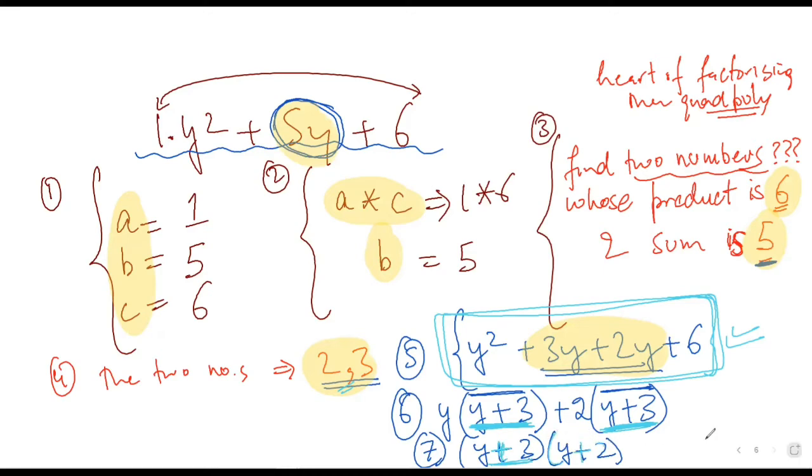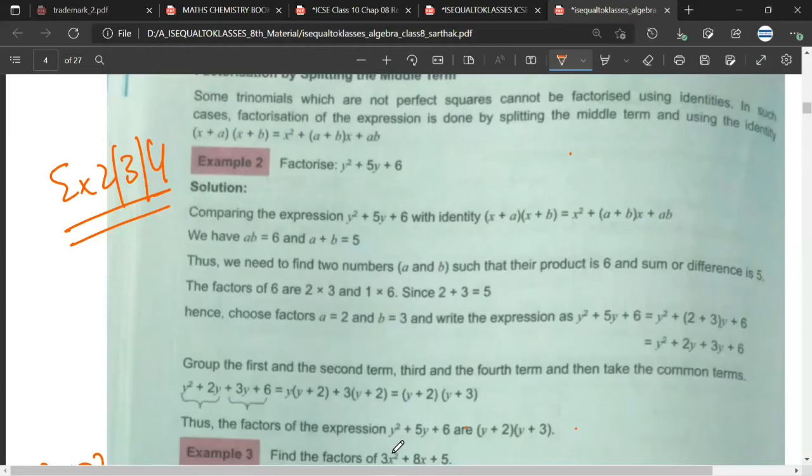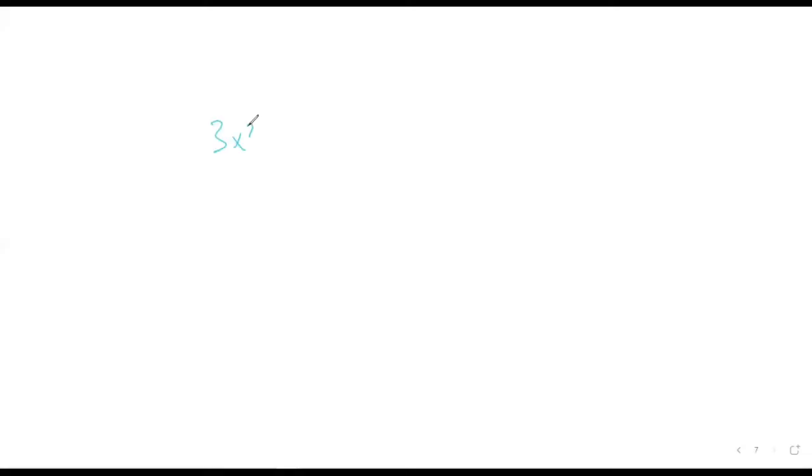Mr. Sarthak, any doubt in here? No. Let me take another example. So, find the factors of 3x square plus 8x plus 5. Let me do this question now. So, 3x square plus 8x plus 5. Okay. What is my A, B, C, Mr. Sarthak? A is 3, B is 8, and... What is my A into C?